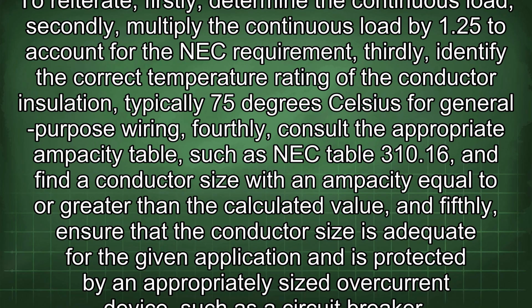Secondly, multiply the continuous load by 1.25 to account for the NEC requirement. Thirdly, identify the correct temperature rating of the conductor insulation, typically 75 degrees Celsius for general purpose wiring. Fourthly, consult the appropriate ampacity table, such as NEC Table 310.16, and find a conductor size with an ampacity equal to or greater than the calculated value. And fifthly, ensure that the conductor size is adequate for the given application and is protected by an appropriately sized overcurrent device, such as a circuit breaker.